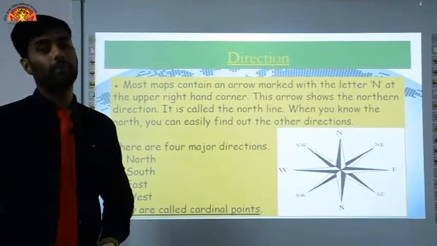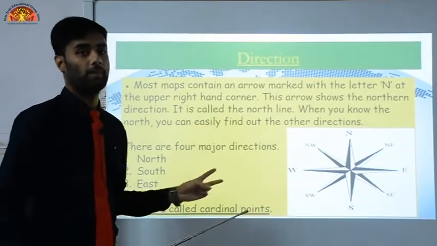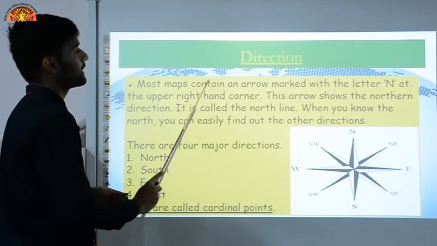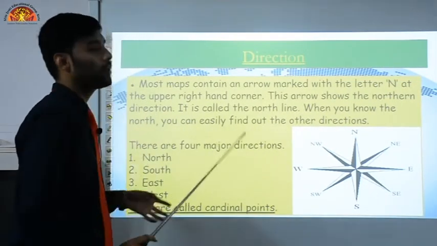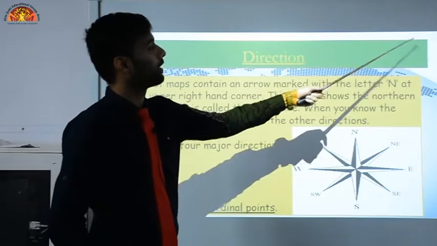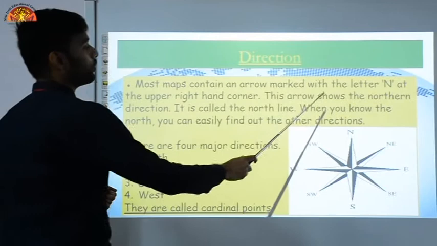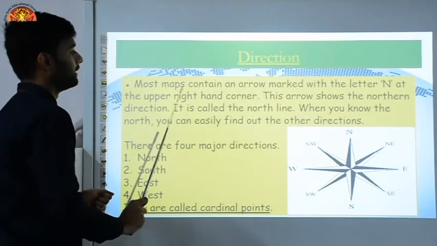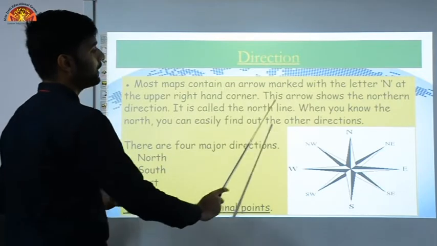Now the second component is direction. We have covered distance, now we are covering direction, which is the second component of any map. Most maps contain an arrow marked with the letter N at the upper right hand corner. If you notice any map, on the upper right hand corner, there will be an arrow marked N, which shows the northern direction. This is called the north line. When you know the north, you can easily find out the other directions.